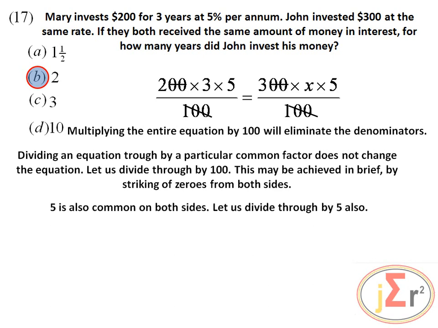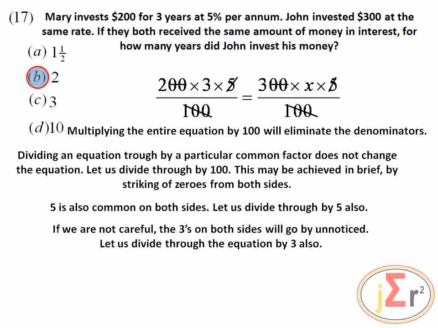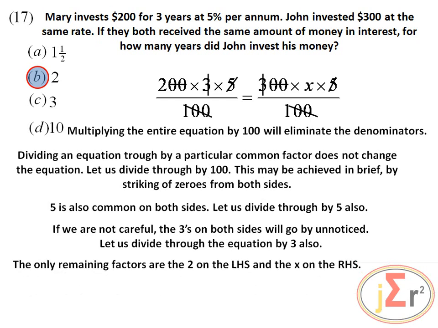5 is also common on both sides. Let us divide through by 5 also. Those are gone. If we are not careful, the 3's on both sides will go by unnoticed. Let us divide through the equation by 3 also. So we are dividing the equation through by 3 also, and what do we know? The only remaining factors are the 2 on the left hand side and the x on the right hand side. X is equal to 2.